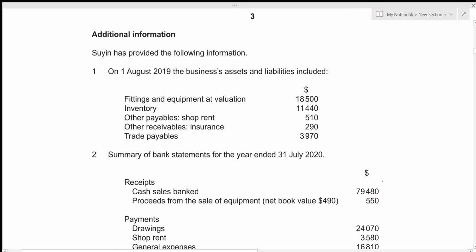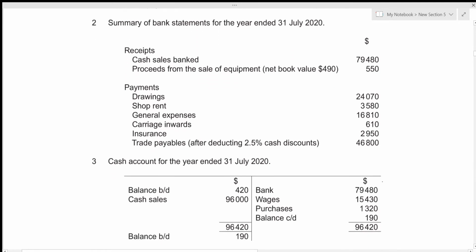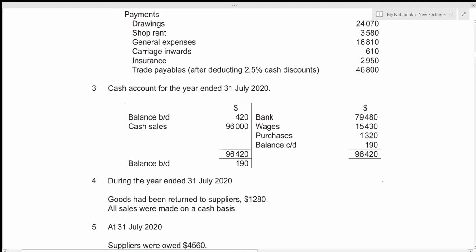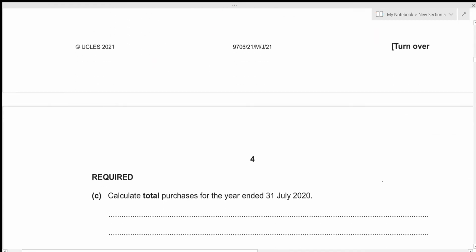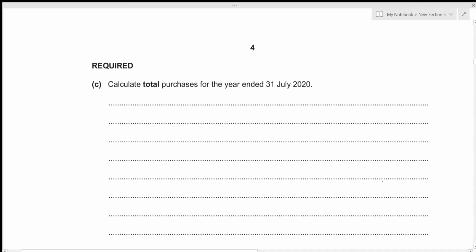Okay, we're given additional information. So we're given the opening business's assets and liabilities. Then we're given the summary of bank statements. We're also given the cash account for the year ended 31st July 2020. And we're given some information about goods returned to suppliers and that all sales were made on a cash basis. And we're also given information regarding payables, inventory, and assets at the closing date, which is 31st July 2020. Let's look at what we are required to do. Now we need to calculate total purchases for the year ended 31st July 2020.